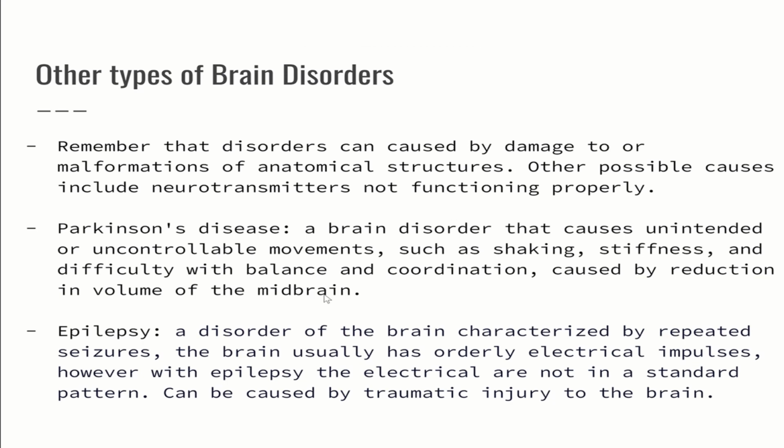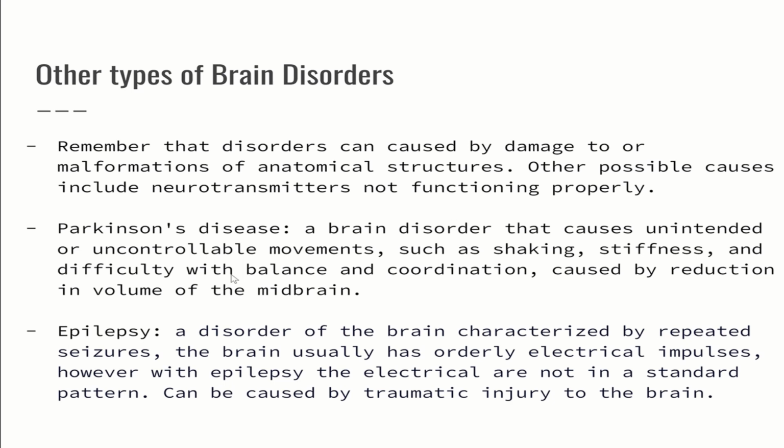So as we start to talk about other types of brain disorders, there are some things I want you to remember, and that is that any disorder can be caused by damage or malformation of an anatomical structure. And so there are other possible causes as well, things like neurotransmitters not being produced or not functioning properly, as in they're not opening those channel proteins like they're supposed to. They're not being reabsorbed properly. So they're just floating through the synapses and causing neurons to fire at will. So there's a lot of different causes here. And so I just want those standard causes to be something we discussed first before we got into some of the disorders that we're going to touch on.